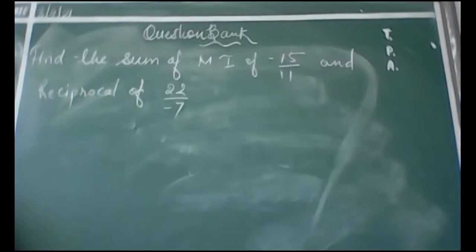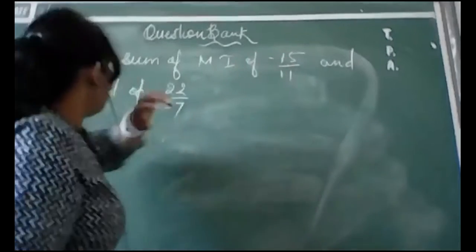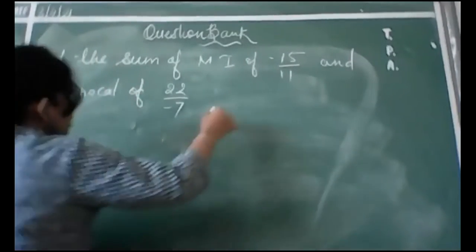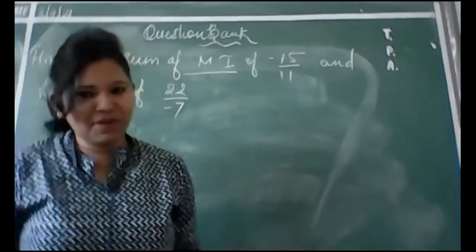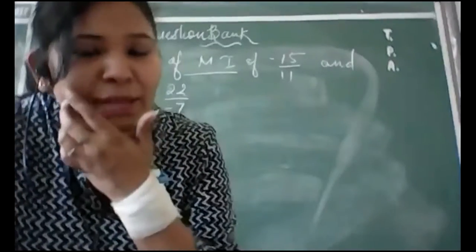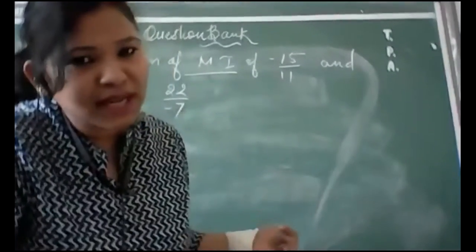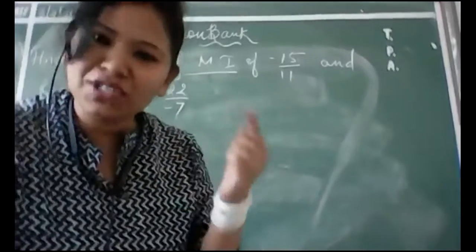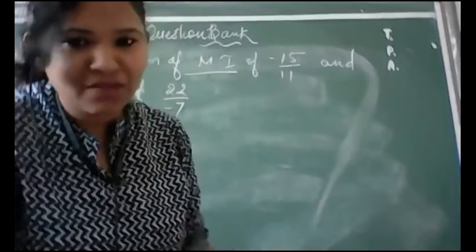Now, as you can see, the question was: find the sum of the MI of -15/11 and the reciprocal of 22/-7. As you all know, MI and reciprocal don't have any difference. Both are the same. The other name of reciprocal is multiplicative inverse. So we have to do the same thing in this, as we just saw in the previous question. Numerator changes into denominator, denominator changes into numerator, and the sign will remain unchanged.